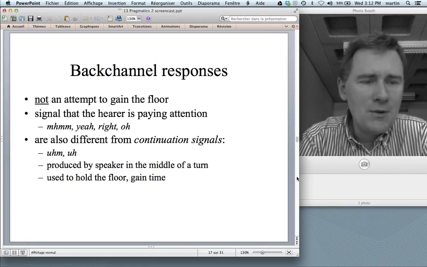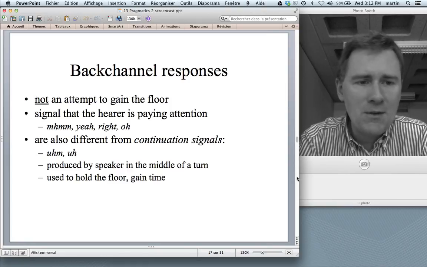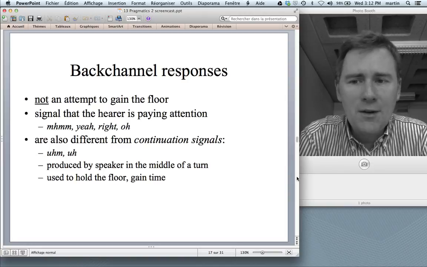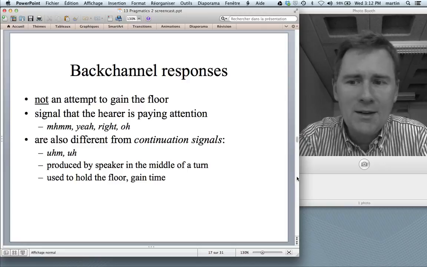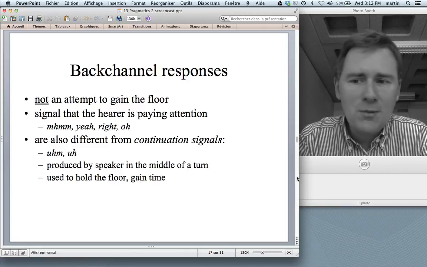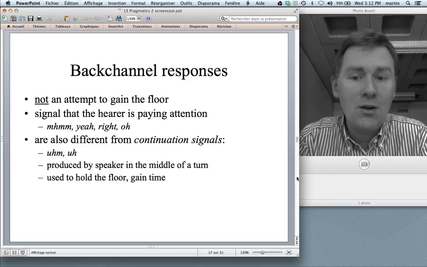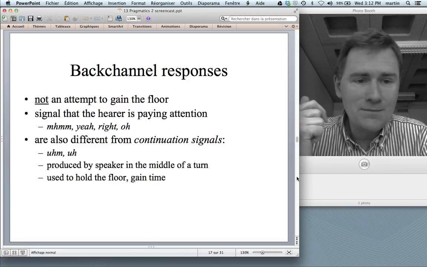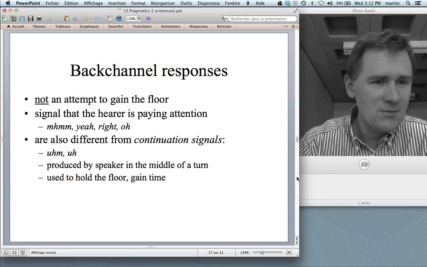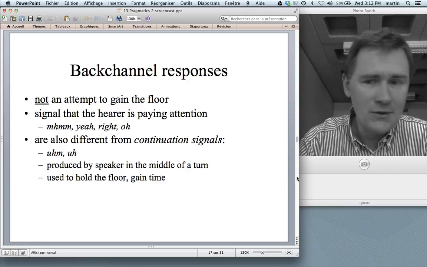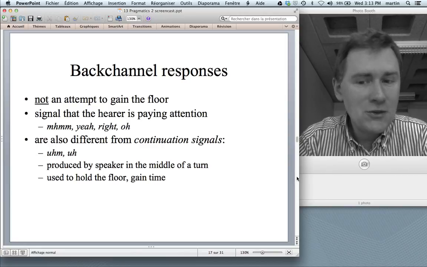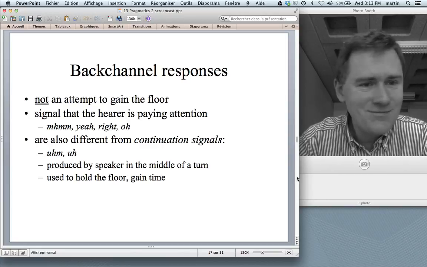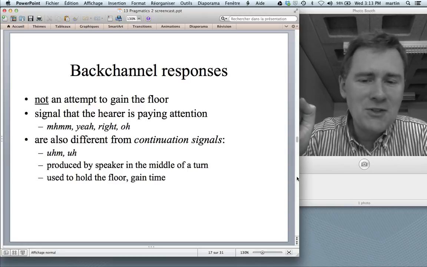Yeah, let me return to these back channel responses for a minute. They are not an attempt to gain the floor. Rather, they signal that the hearer is paying attention in forms like right, yeah. And these are directed towards the holder of the current turn. And they are also different in function, though not necessarily in structure, from continuation signals.